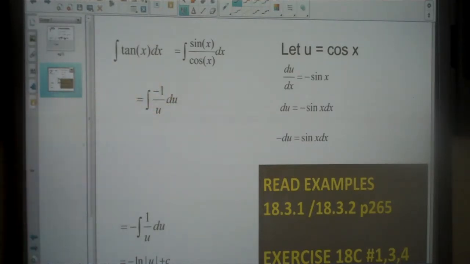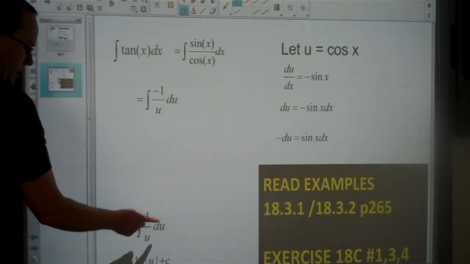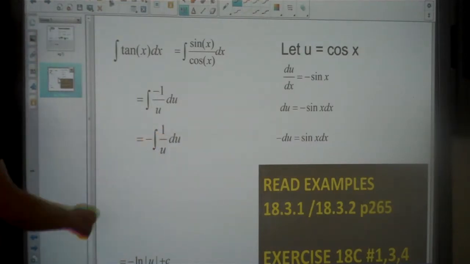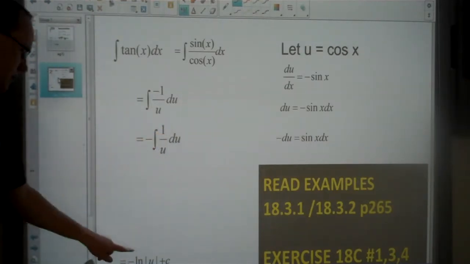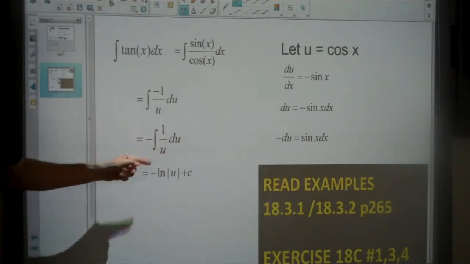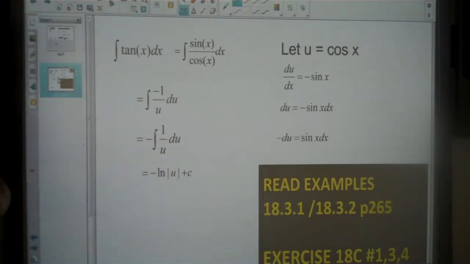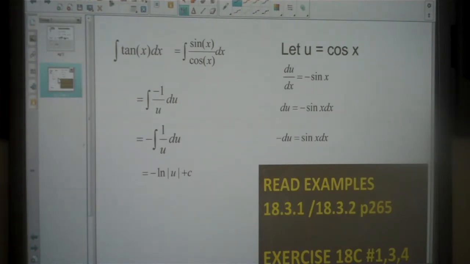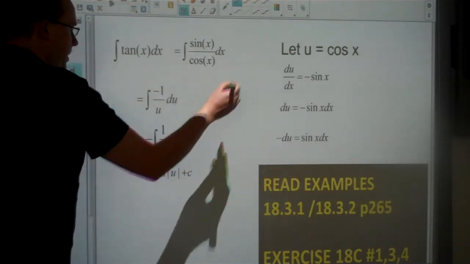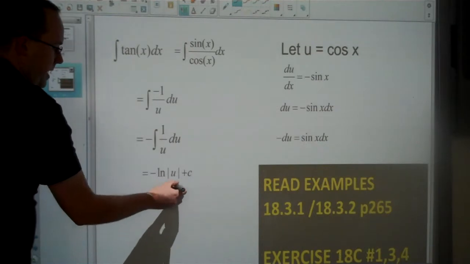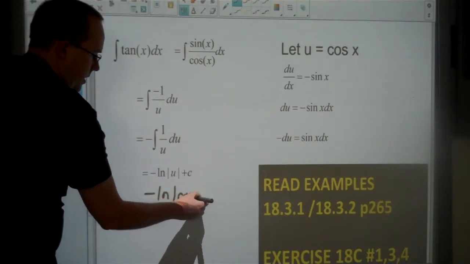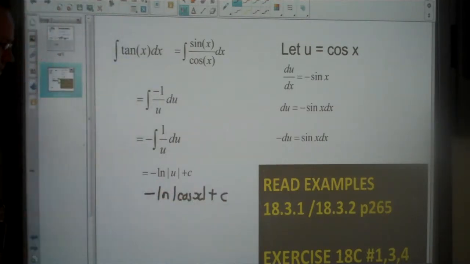Du over u often confuses people. Now we can bring the negative to the front, and the reason we might want to do that is we should be able to recognise that integral now. 1 over u is just ln of u, with absolute values, just so we don't do any ln's of negatives. And then for your final step, substitute back for u. So that will be the negative ln of cosine x plus c.